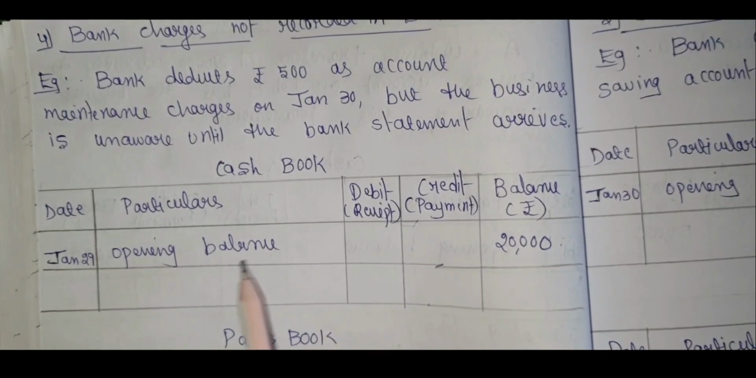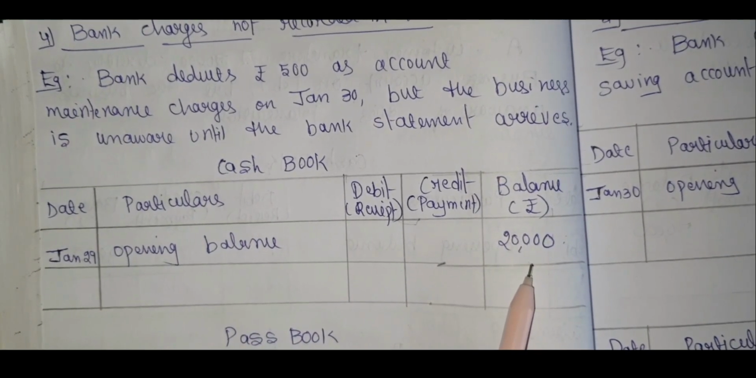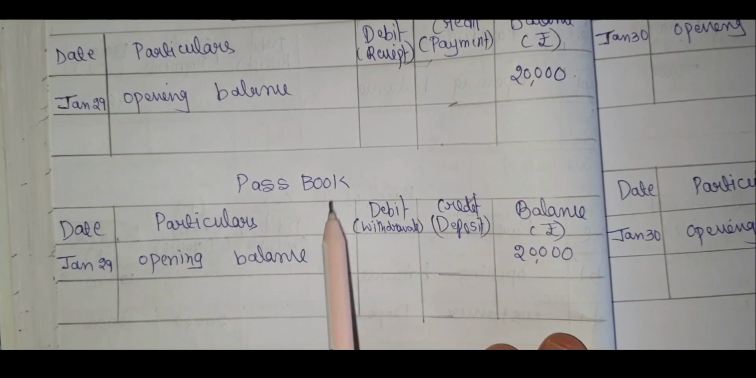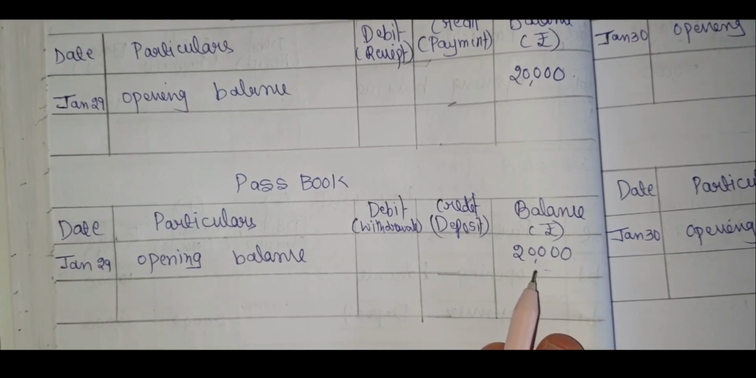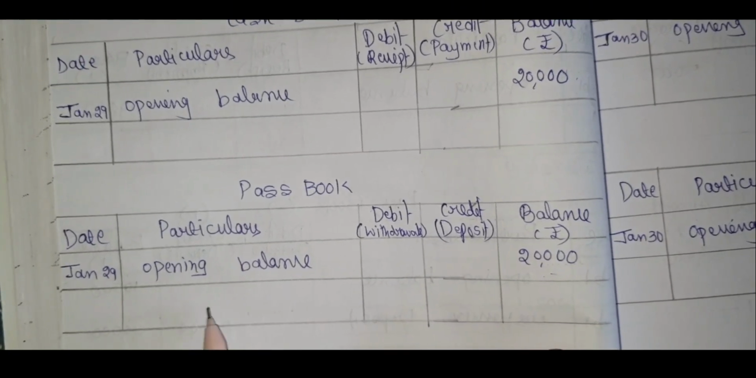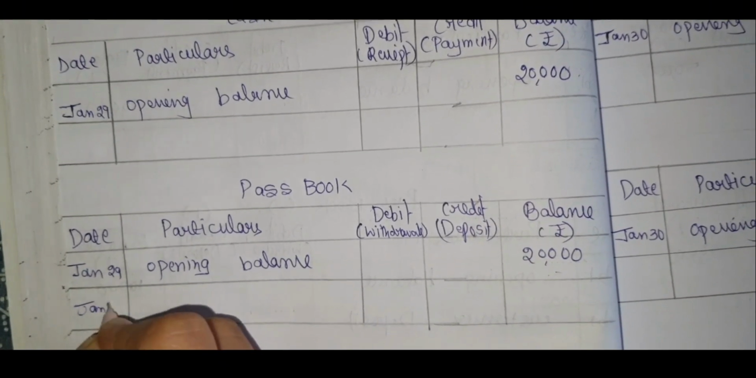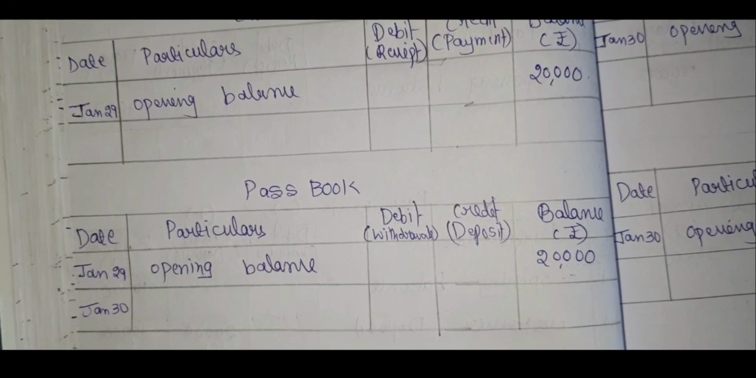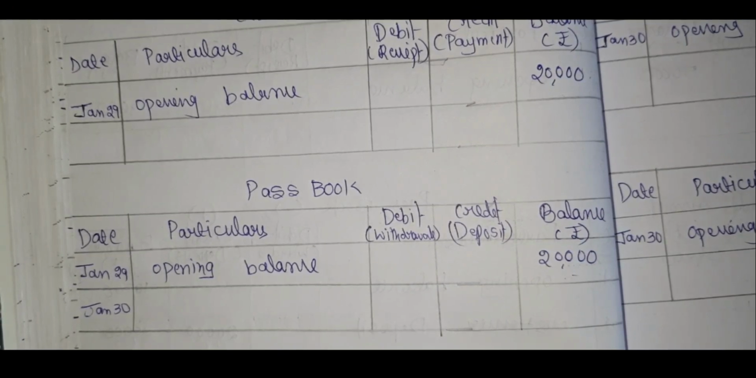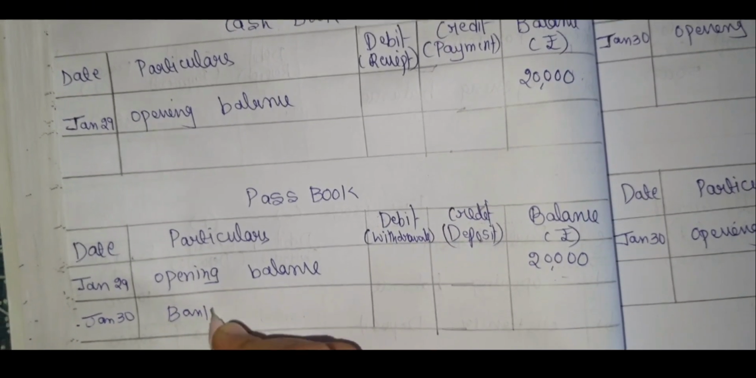So the cash book balance is only rupees 20,000. And in the passbook what happens? Jan 29, the opening balance is rupees 20,000. And on Jan 30th, write down Jan 30th, bank deducts. It comes under which side? Jan 30th. So write down here bank charges.